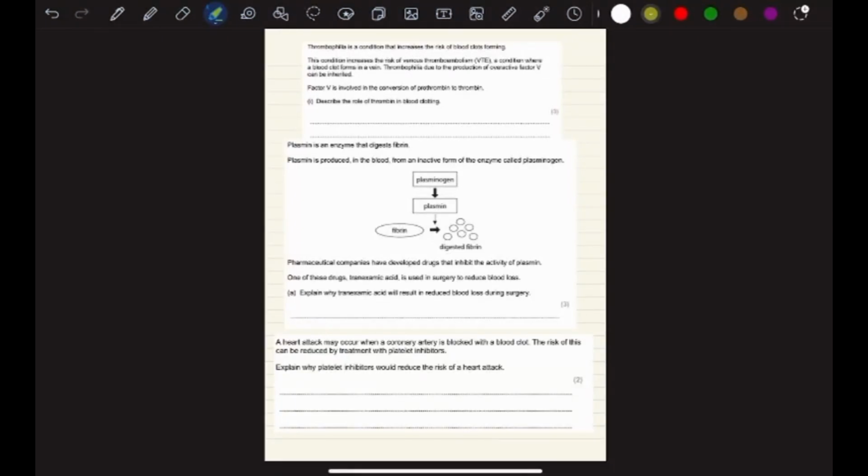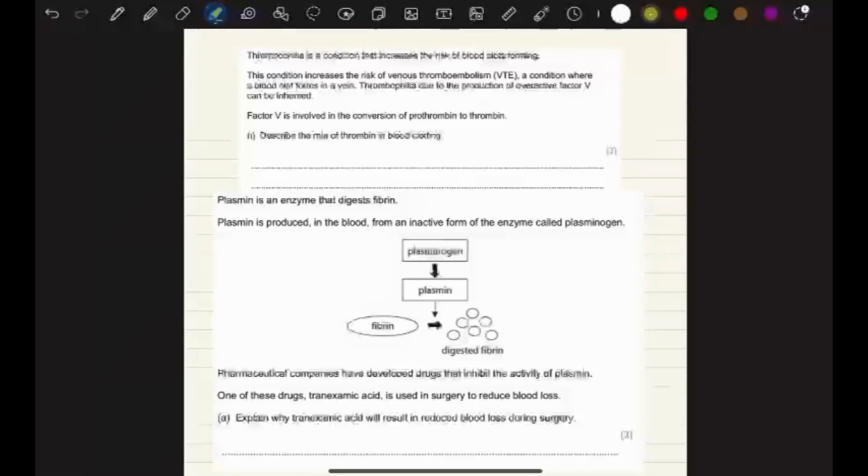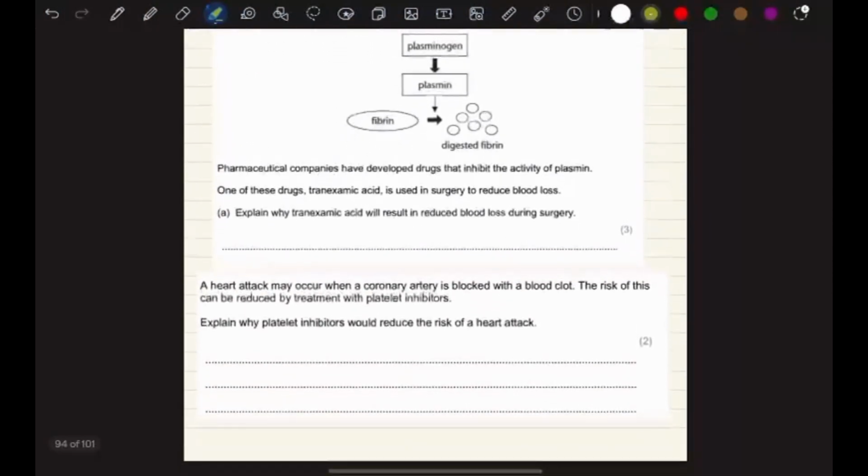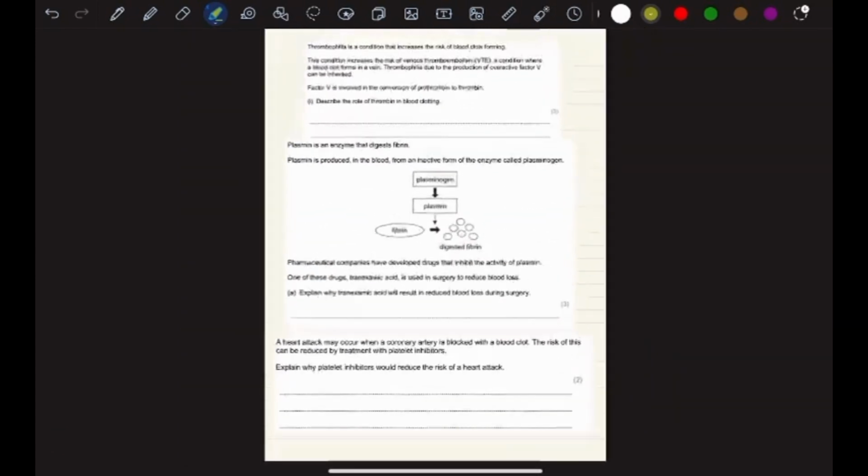We've got 3 questions for you to try. Just so that it might appear clearly, I'm just going to zoom in a bit. So that's question 1 about thrombophilia. Question 2 about plasmin. Question 3 about heart attacks. So pause the video, have a go at these questions, and we'll go to the answers now.